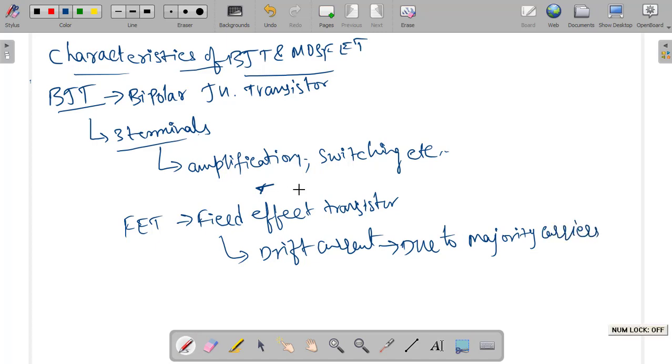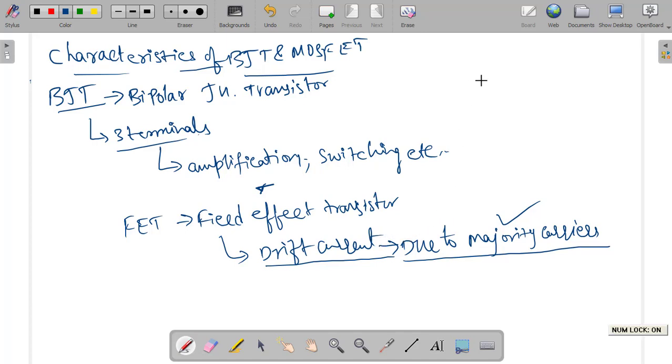Here in BJT we have current flow due to majority as well as minority carriers, whereas your field effect transistor has a special property: it has drift current, that is, the majority of the current will flow through majority carriers. All the current flowing due to the majority carriers is called your drift current.